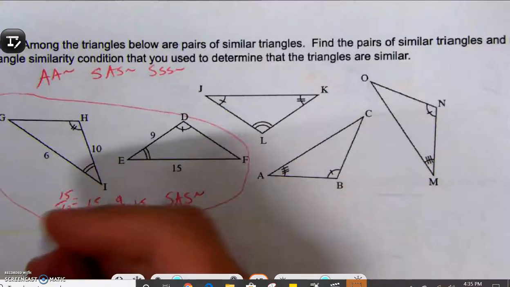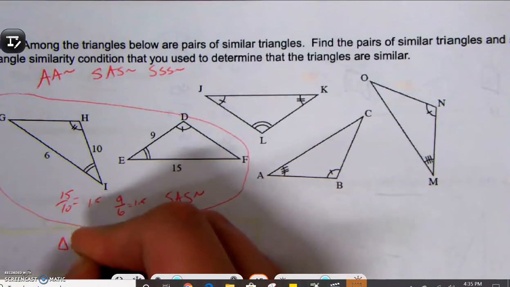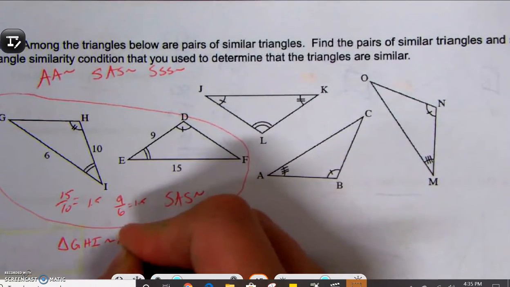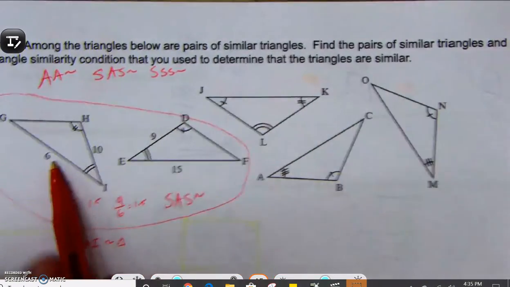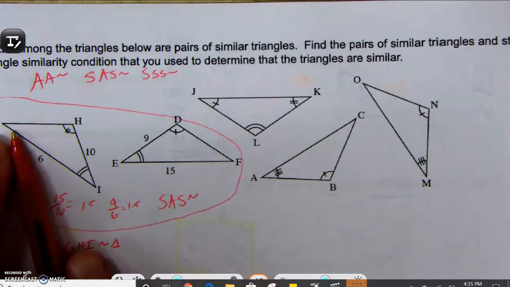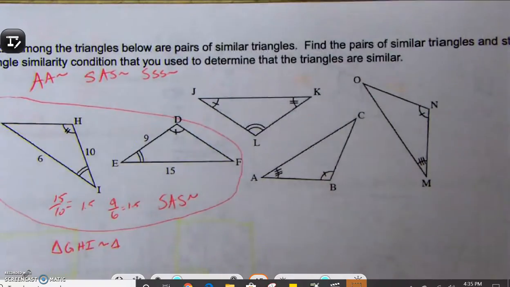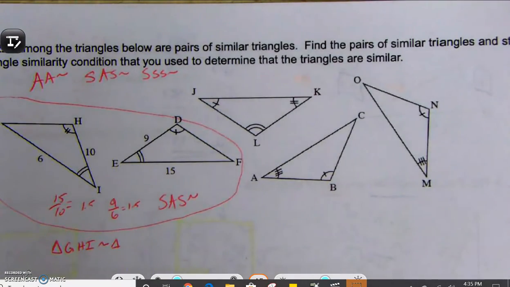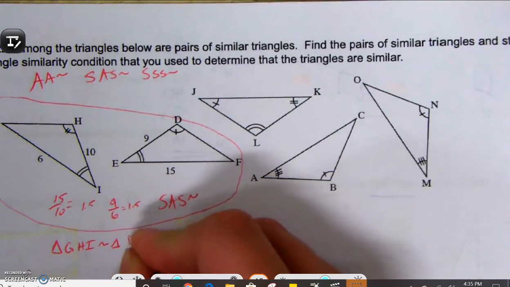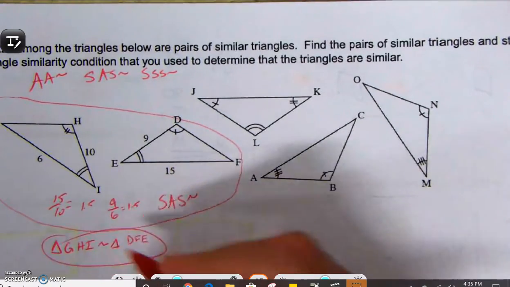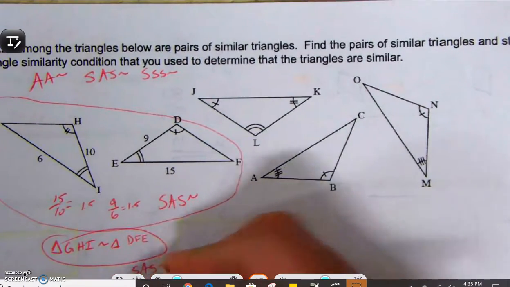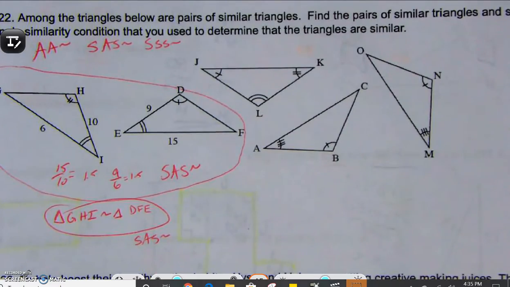So we have that. Alright, if I name that, I can say triangle GHI is similar to triangle, so if I say GHI, I need to then be able to call it DFE. So triangle DFE, and we can say that those are similar by SAS similarity. So there's one set that we have.